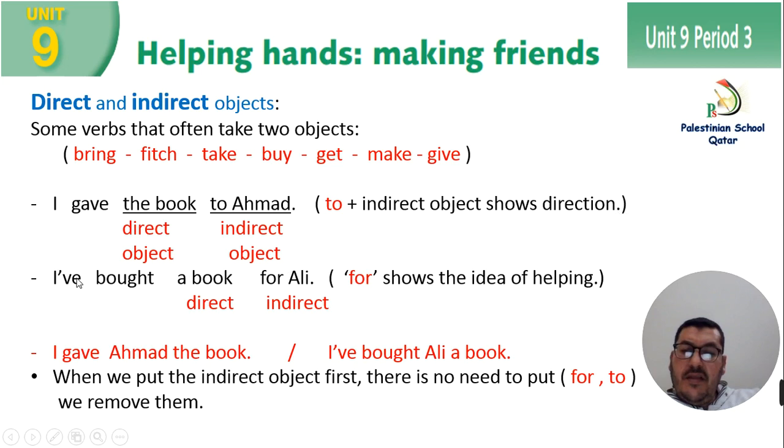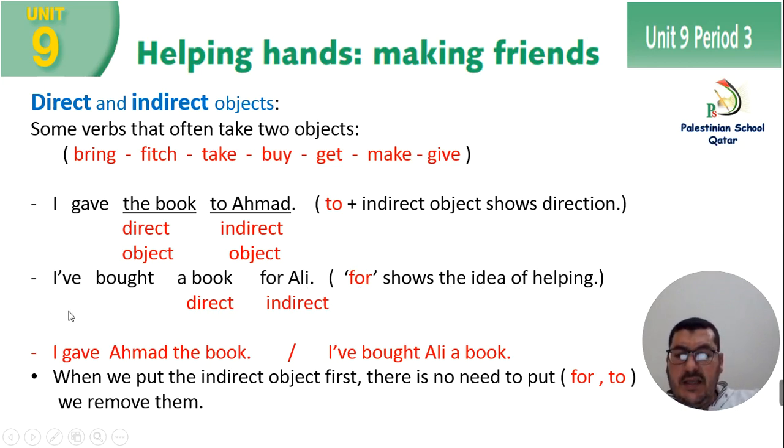Now, another example, I've bought a book for Ali. I've bought what? A book. So book is the direct object, and for Ali is the indirect object. And we use for to show the idea of helping.